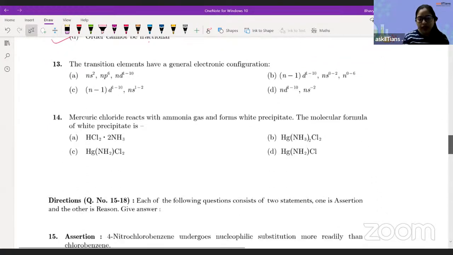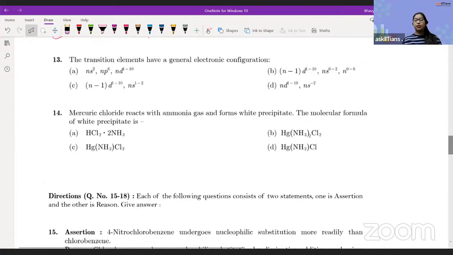Then, again, in the 13th question, the transition elements have a general electronic configuration. Now, B doesn't make sense because what is this? S, P, D, F, they have not informed.